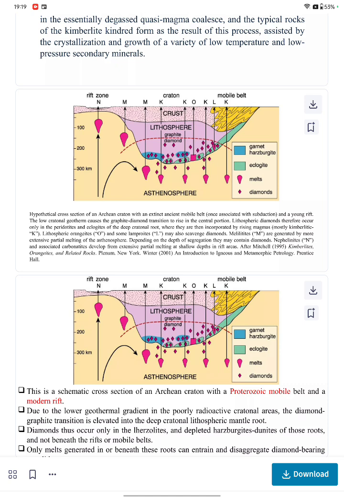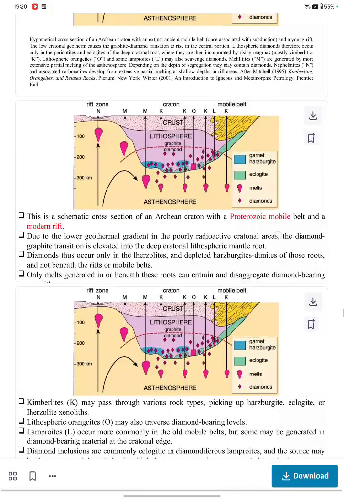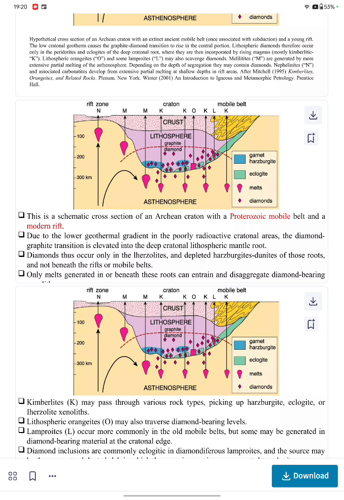Melilitites, M, are generated by more extensive partial melting of the asthenosphere. Depending on the depth of the segregation, they may contain diamond. Nephelinites, N, and associated carbonatites develop from extensive partial melting at shallow depth in rift areas. Kimberlites, orangites and silicate rocks are there. So we have garnet, harzburgite, eclogite, melts and diamonds. All are shown where they can be present and what will be the place. So it's a schematic cross section of an Archean craton with a Proterozoic mobile belt and a modern rift.